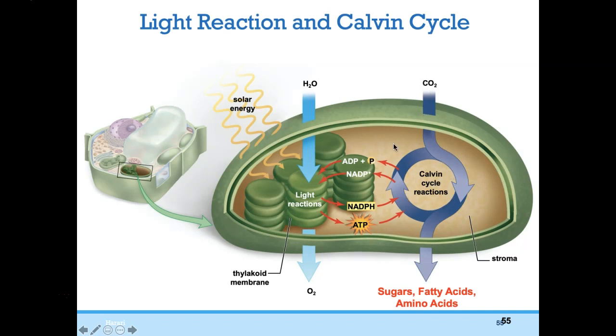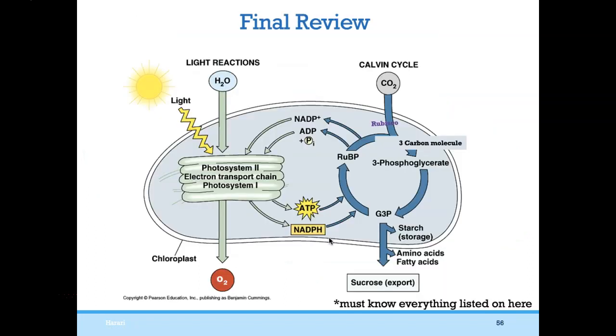This all occurs in the stroma. And the output of the Calvin cycle reactions is G3P, which could be made into sugars, fatty acids, and amino acids. So just from energy from the sun, the plant can make everything it needs to survive. All right, so you should definitely know everything on this diagram.